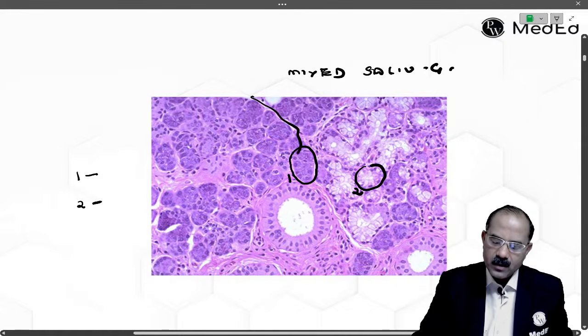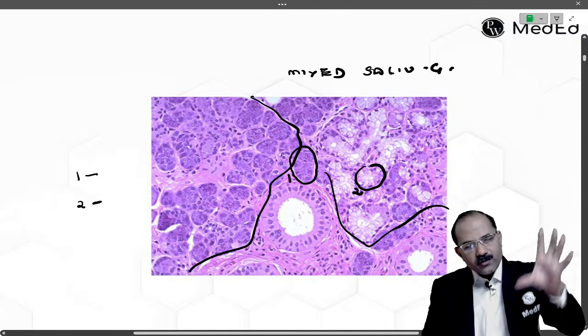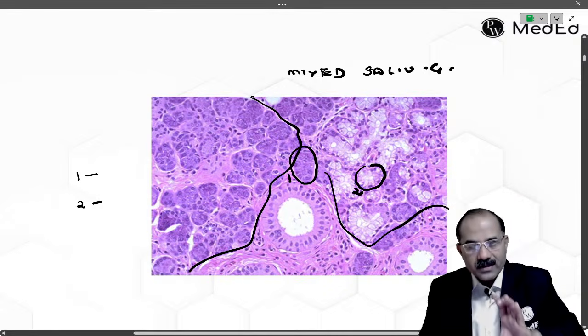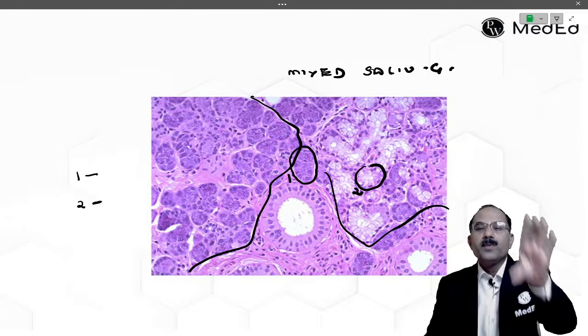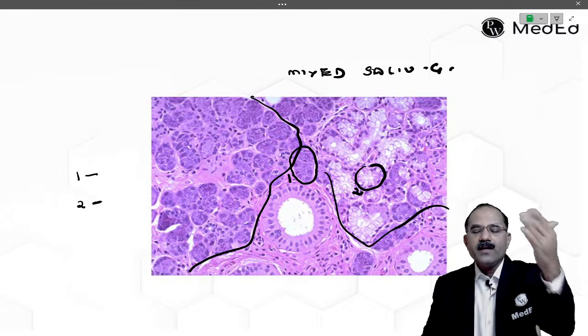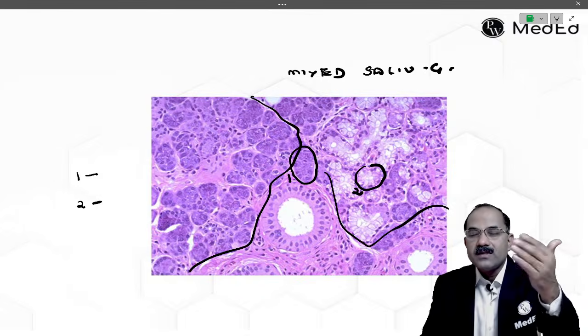Can you see this? This is one lobule here. That's a second lobule here. So there are different lobules, and each lobule will have acinus. If it's a serous acinus, that is a purely serous salivary gland. Can anyone tell me what is the example of a serous salivary gland?